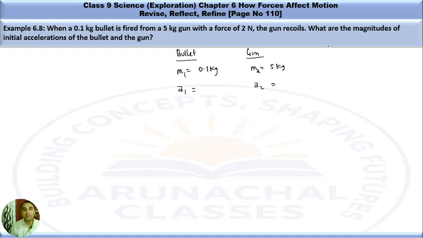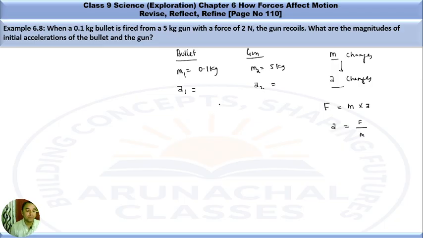So definitely we are quite aware that when the mass changes, acceleration also changes. So that is what we see. And from Newton's second law of motion, we know that force is equal to the product of mass and acceleration. So we can calculate acceleration as force upon mass. So we need to calculate the force first.